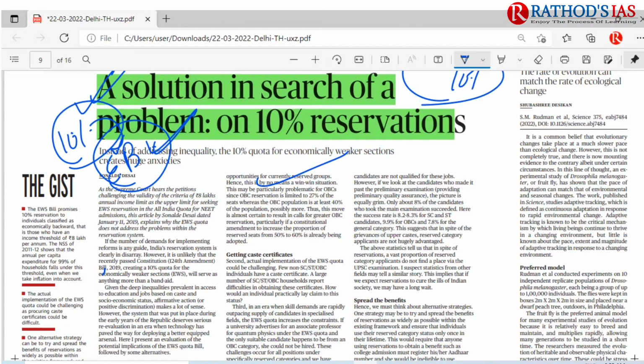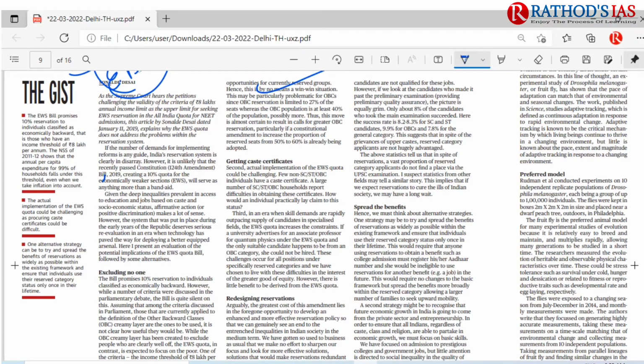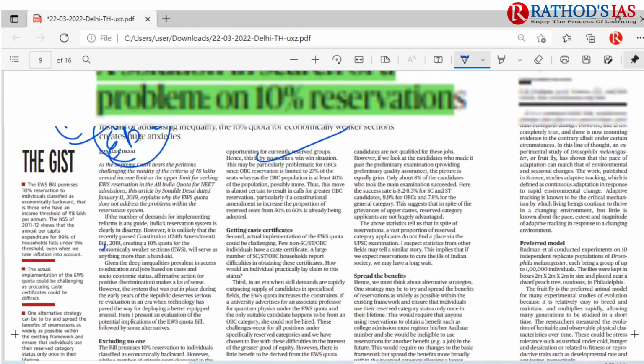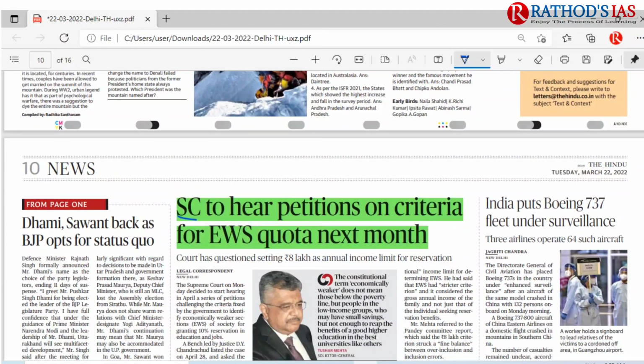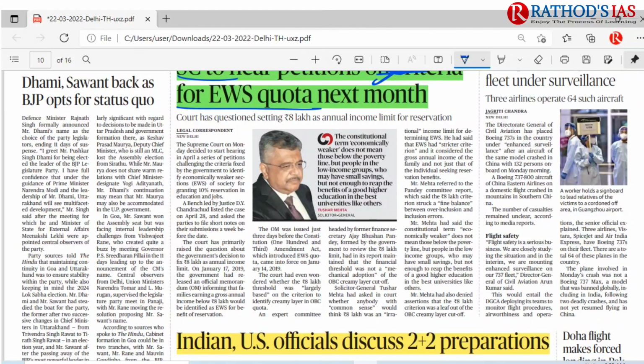And recently what happened, a petition was filed against this bill. Because of this, there are some discussions going on about the EWS certificate. The actual implementation of this EWS quota could be challenging as procuring certificates could be very difficult. So this is one of the causes of concern regarding this 10% reservation. And if you move further, you can see here SC to hear petitions on criteria for this EWS quota next month. So once this discussion is held in the Supreme Court, we will be getting a number of articles there. We can study about that in detail.